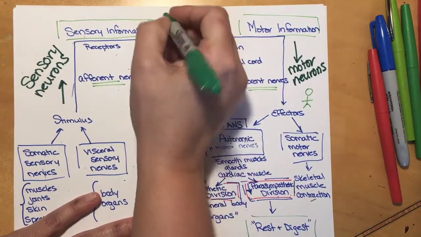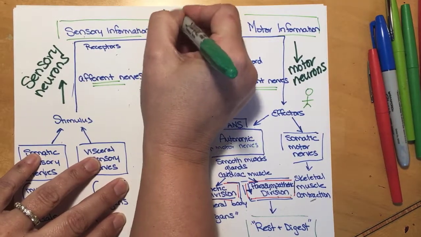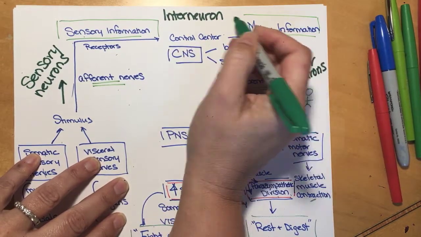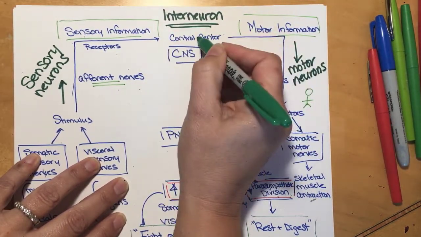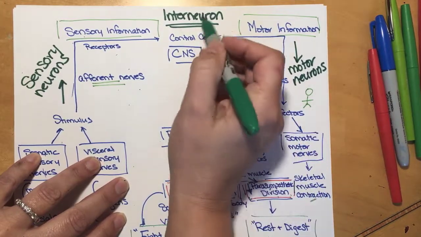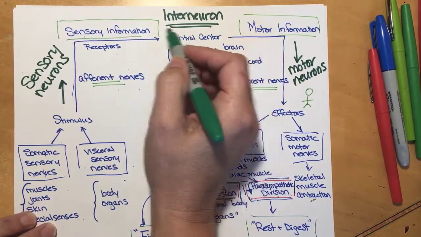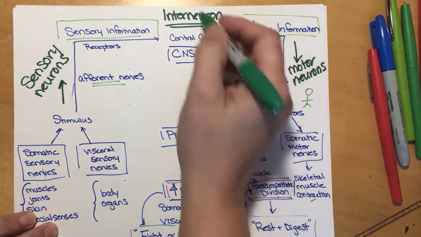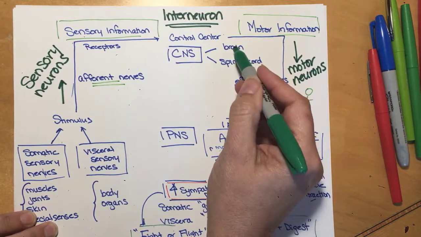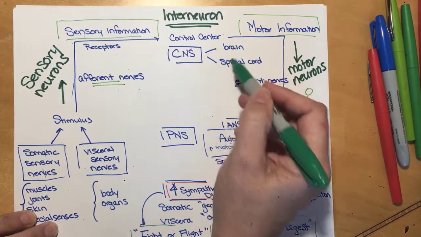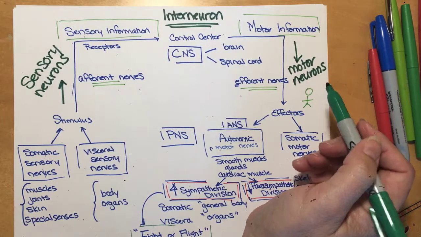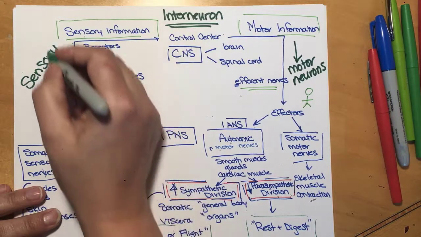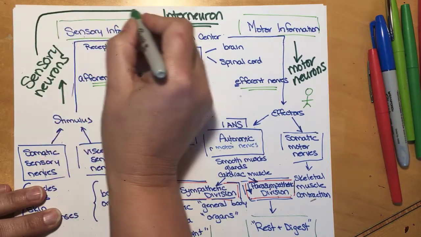But we also have a special type of neuron called an interneuron. And an interneuron is a neuron that is wholly within the CNS. It means that no part of that neuron reaches out to the periphery on either side. The entire neuron is inside either the brain or the spinal cord or both of those two places. And the job of the interneuron is to receive input from the sensory neurons.